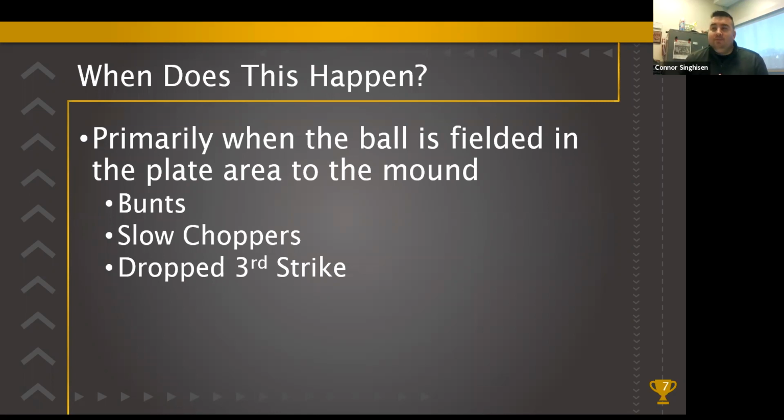Okay. Bunts, slow choppers that don't really go anywhere, and then drop third strikes are all potentials where we're going to have a play fielded to first base. So if you think of the slow chopper up the line, slow chopper back to the pitcher, a bunt where the catcher gets out in front and fields it, third baseman charges it and fields it. It doesn't matter who's throwing it. It matters where the throw is coming from and going to. But like I said, 99% of the time, the calls come on bunts and drop third strikes.